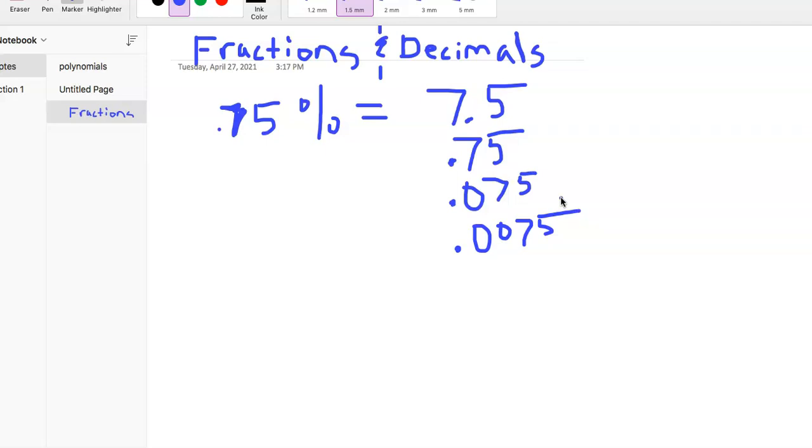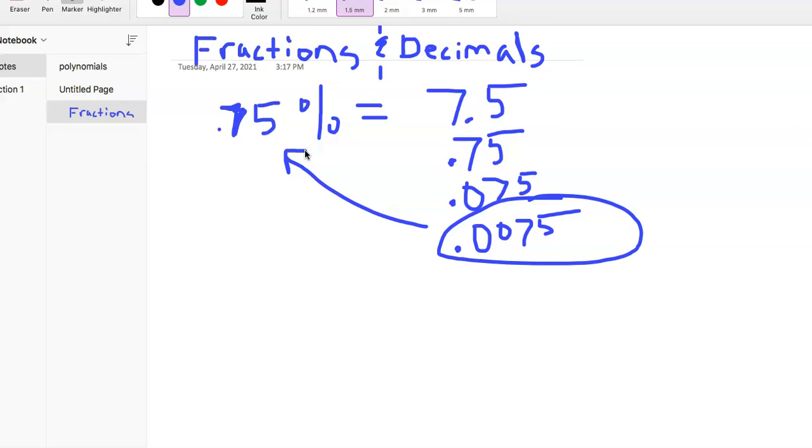0.0075 actually equals the 0.75% that we were looking for. So that's some stuff on fractions and decimals.